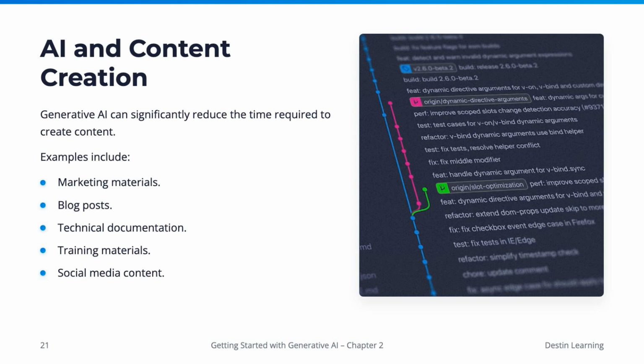Technical documentation can be accelerated, with AI helping to write manuals or user guides. It's also useful for creating training materials, outlining courses, or generating practice questions. And for engaging audiences, AI can assist in crafting compelling social media content.